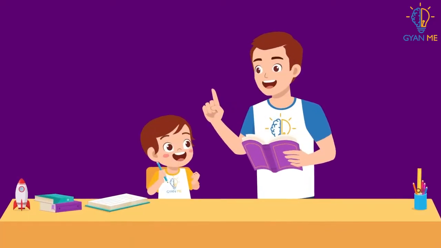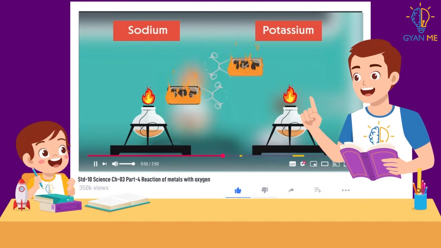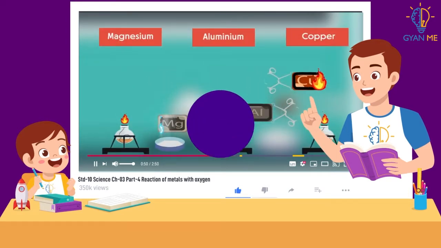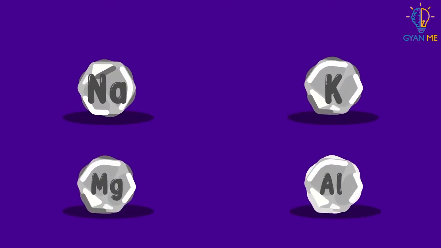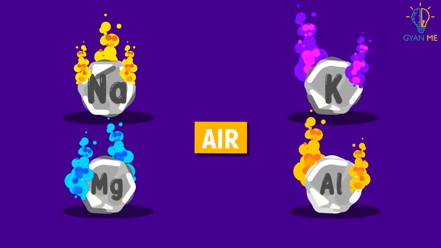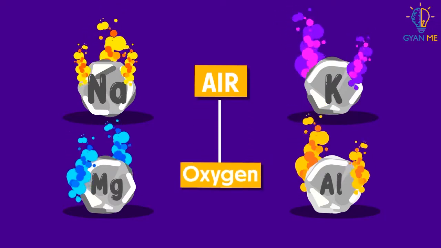Hello students, in our previous video, we learned how metals and non-metals burnt in the air and form their respective oxides. We observed the reaction of metals like sodium, potassium, magnesium and aluminium when burnt in the air. All these metals show different reactivity with oxygen.